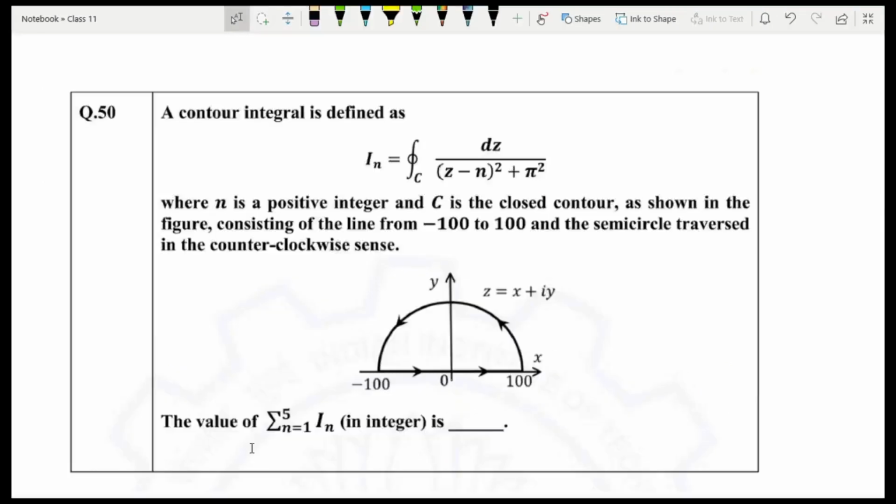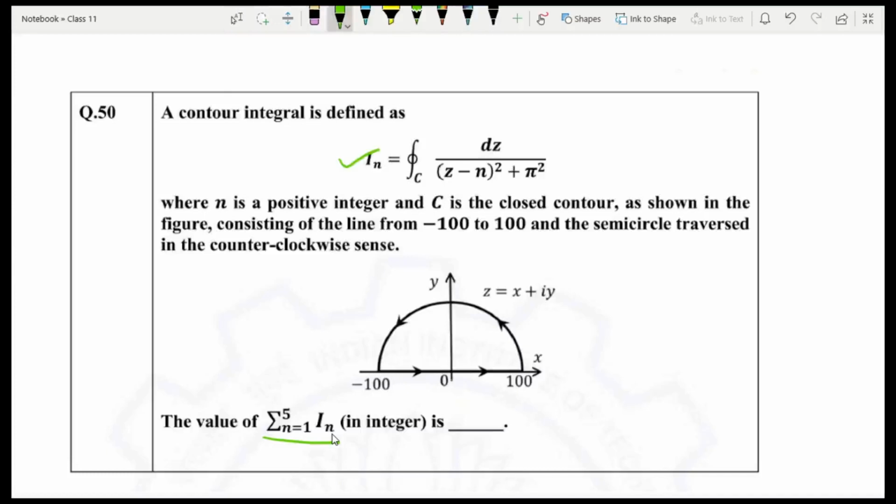A contour integral is defined as I of n is equal to the closed integral of dz divided by (z minus n) the whole square plus pi square, where n is a positive integer and C is the closed contour as shown in the figure, consisting of the line from minus 100 to plus 100 and the semicircle traversed in the counterclockwise sense. The value of the summation of I of n from n is equal to 1 to 5 is. So in the question they have asked us to evaluate the sum of I of n from 1 to 5.